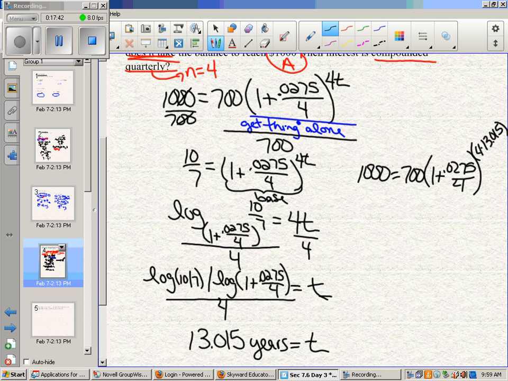Okay, so you're going to type that in. Make sure you put parentheses around your power. The 4 times the 13.015 needs to be in parentheses. And you're not going to get back exactly 1,000 because you rounded to get 13.015. But you should come out close. How close are we? You're not typing something right.